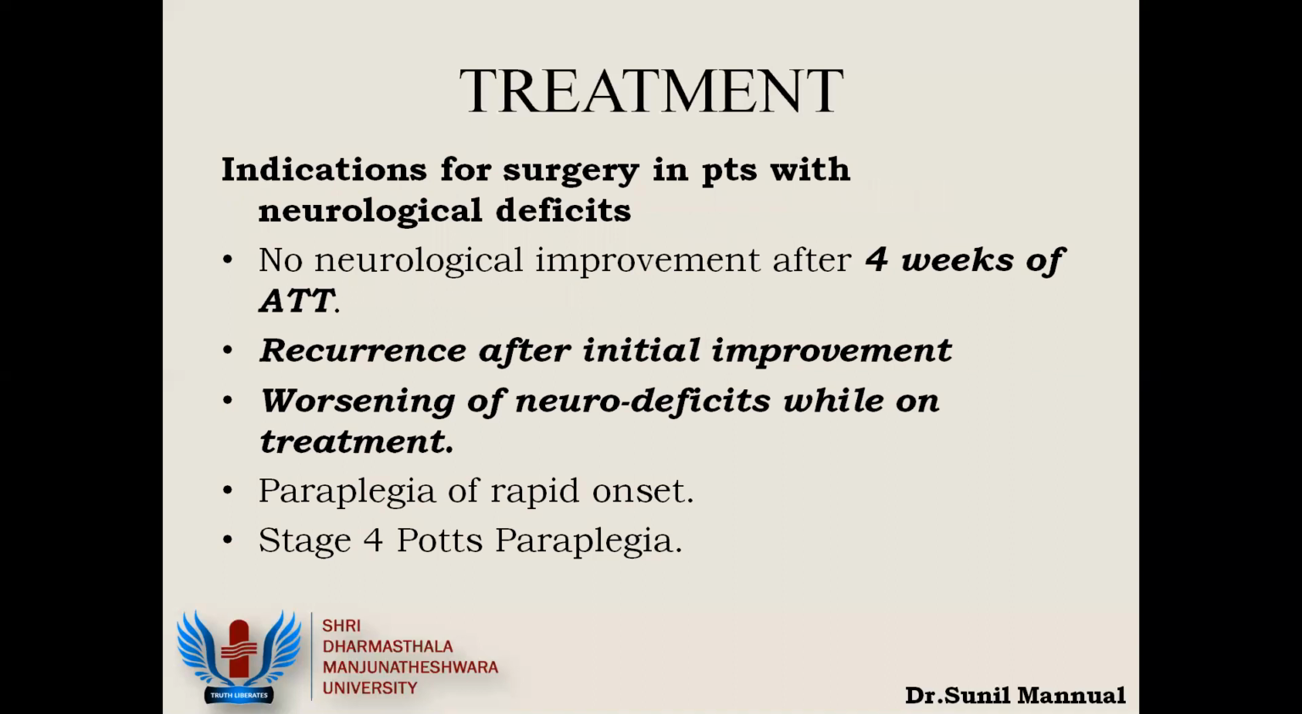The other thing is rapid onset of paraplegia. It's not a good sign. So we have to take up this patient for surgery and do the disease clearance. And stage 4. If a patient comes with stage 4 of the paraplegia that I mentioned in the previous slide, then you will have to treat this patient with surgery straight away. There is no doubt about that.